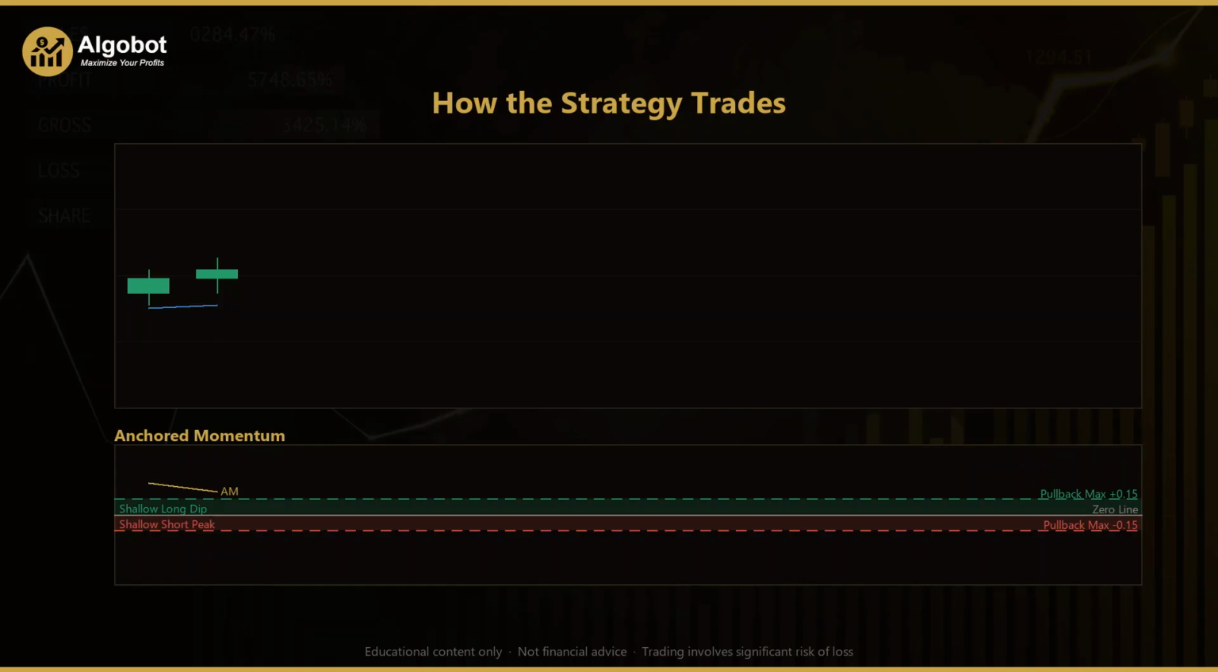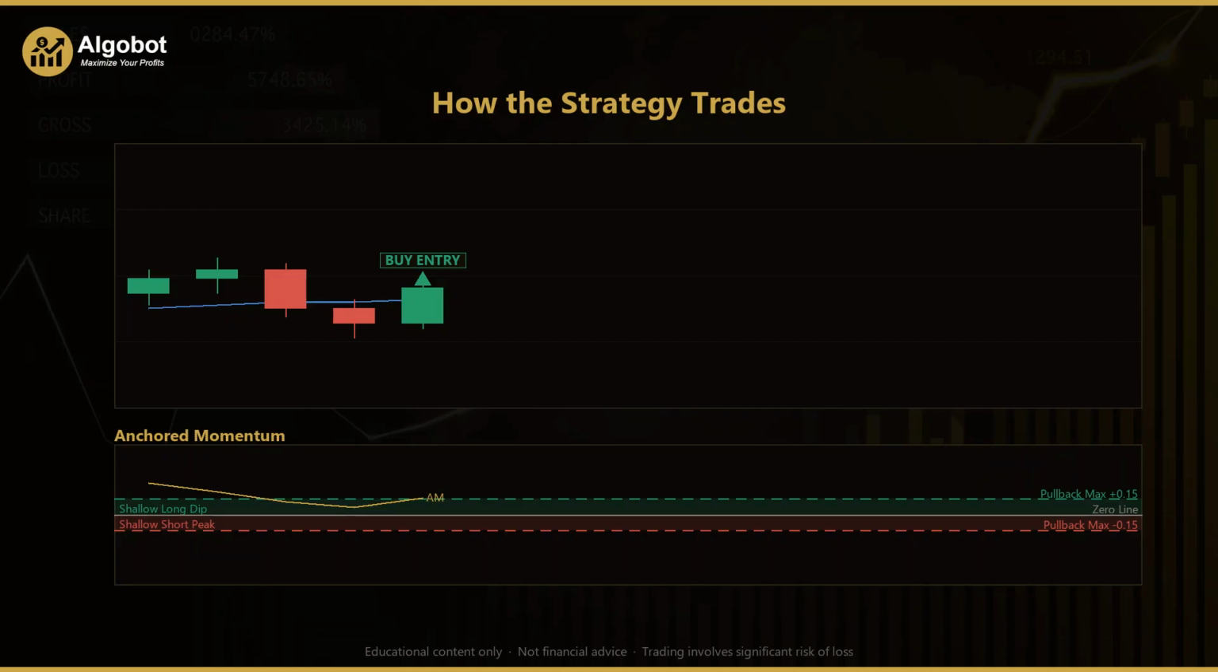On the price chart, you can see the blue trend exponential moving average, and in the panel below it, the gold anchored momentum oscillator, with its 0 line and the shallow pullback bands at plus and minus 0.15. We begin on the left in a rising market. Notice the first 2 candles push higher. Price sits comfortably above the blue trend line, and the trend line itself is sloping up. That satisfies the regime filter for a long. Down in the oscillator panel, anchored momentum starts up near 0.3, well above 0, confirming healthy upward drift.